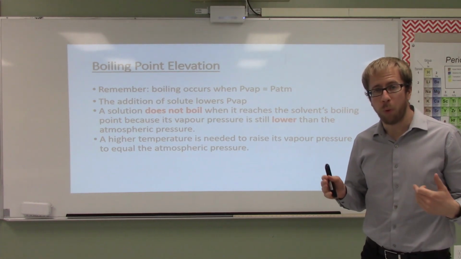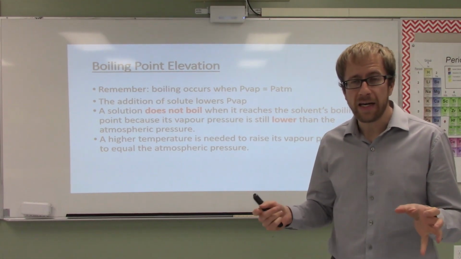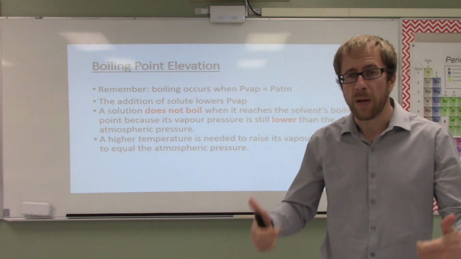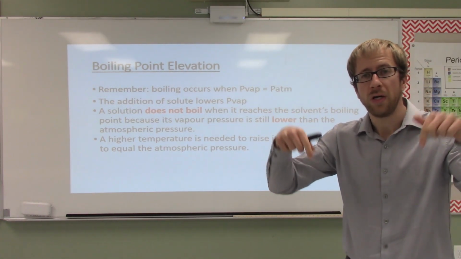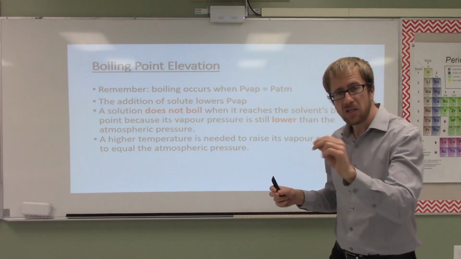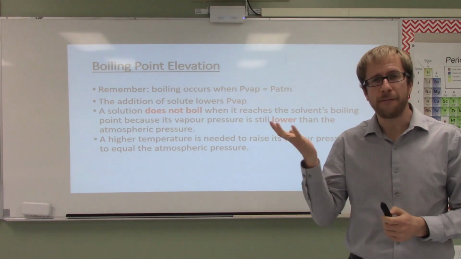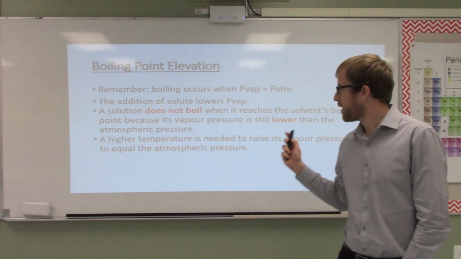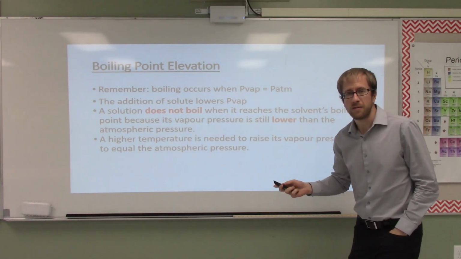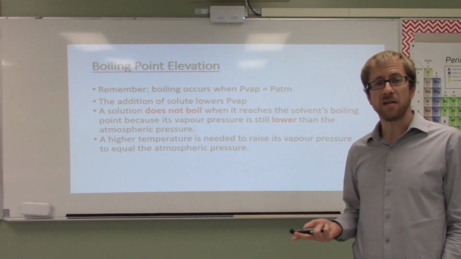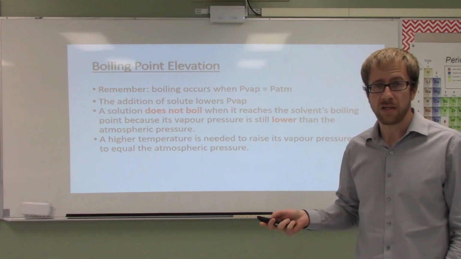So in order to boil, we're going to have to heat it up hotter than normal in order for the vapor pressure to be equal to the atmospheric pressure pushing down. So by adding salt, we actually elevate the boiling point of that solution. So how does it do this? How does that boiling point get elevated? Why does the vapor pressure decrease?